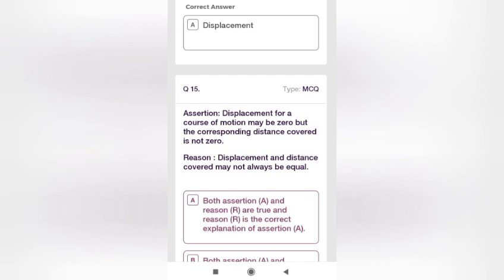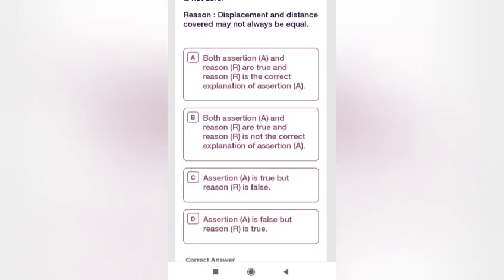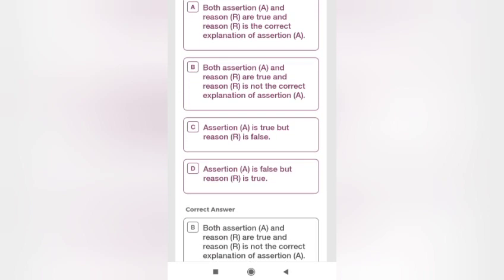It is not always equal. Sometimes it can be equal. It can be equal also. It's not always equal, we cannot say like that. So that is false. Therefore, the assertion is true, but the reason is false. So option A, option B, option C, and option D.